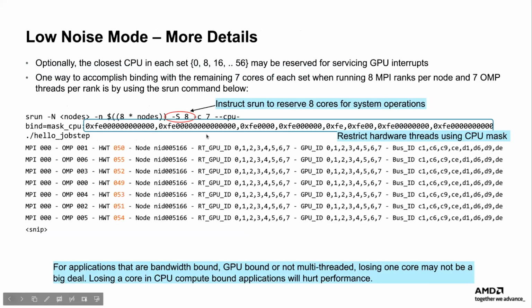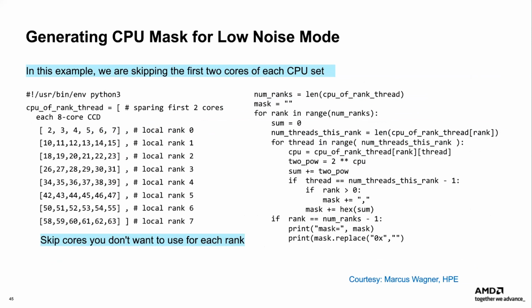Skipping a core: if your application is bandwidth bound or GPU bound, and if it is not multi-threaded, it doesn't matter. But low noise mode may be inconvenient if you have a CPU compute bound application, and that will hurt performance. Losing a core may not be very good. Currently LUMI is set up this way, but we have to see if it's going to continue to be this way. And here's an example of the same kind of script where we are skipping the first 2 cores in each set and using that mask.